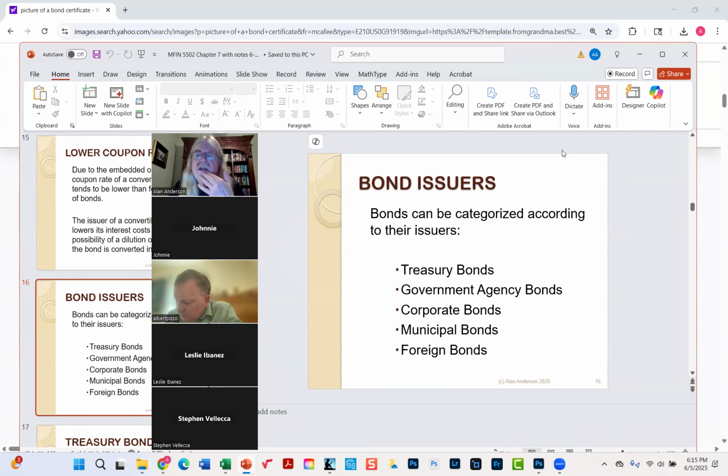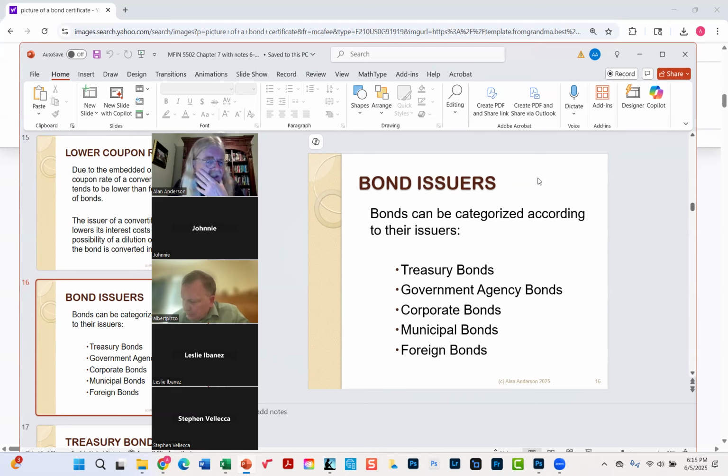Now, who issues bonds in the United States? As we briefly discussed, the Treasury Department and government agencies like Fannie Mae and Freddie Mac. Corporate bonds: corporations issue enormous quantities of bonds every year to run their businesses. Municipal bonds are issued by city, state, and local governments, usually for local projects, like roads and bridges and schools and hospitals and things like that. And then foreign bonds are issued by either foreign governments or foreign corporations. Those can actually be denominated in either dollars or the currency of the issuing country.